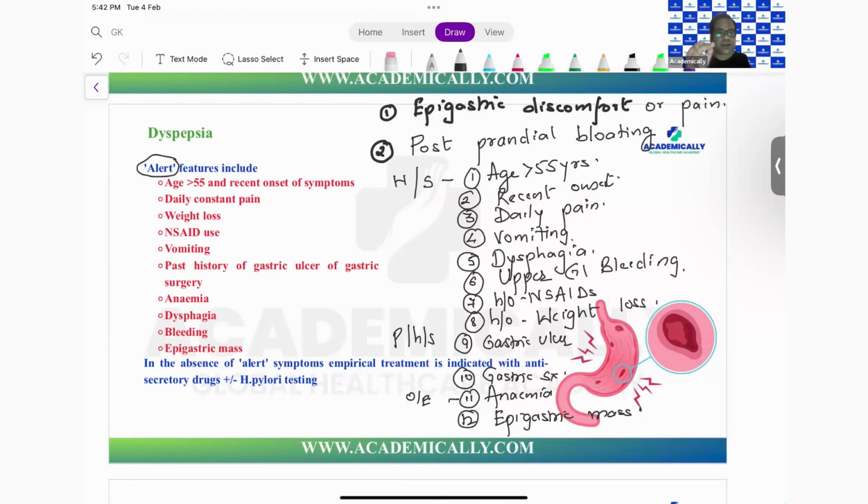The moment a person comes to us with dyspepsia, and what do we mean by dyspepsia? Either epigastric pain or discomfort, or postprandial bloating, that is bloating of the abdomen after food, then that is dyspepsia. The moment you have a patient of dyspepsia, the first thing that you should do is look out for these alert symptoms. And what are these alert symptoms? 8 things in history, 2 things in past history, 2 things in examination.